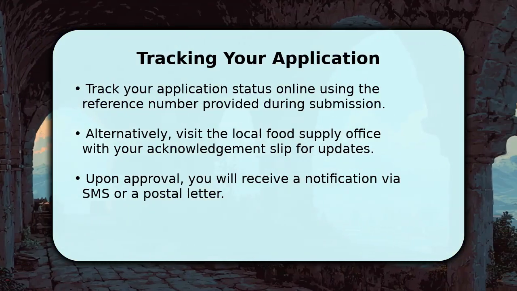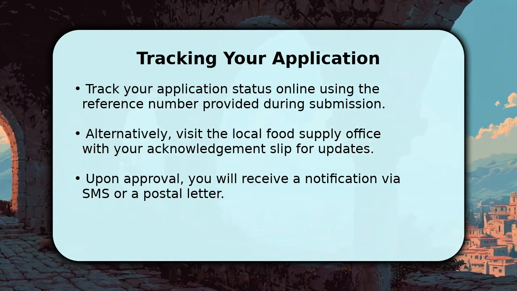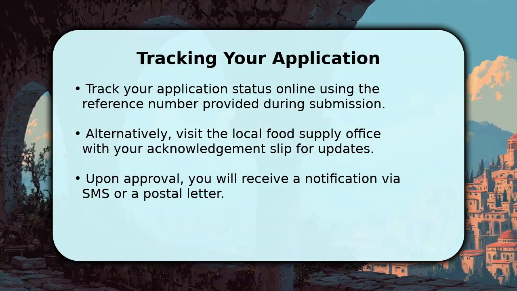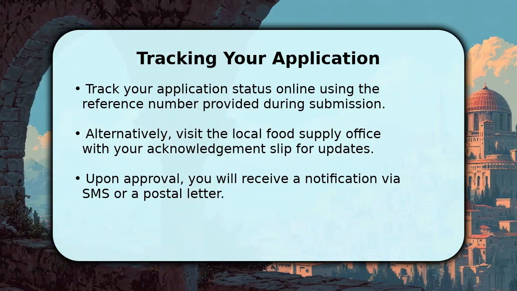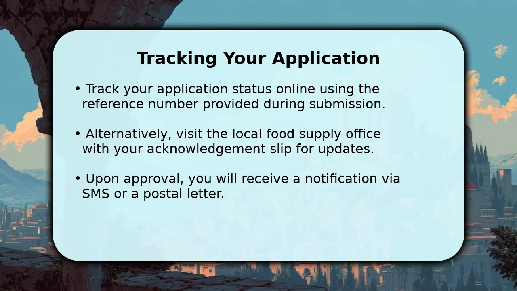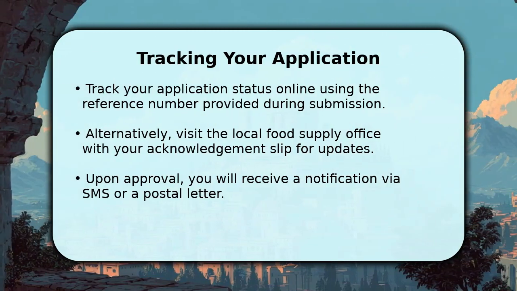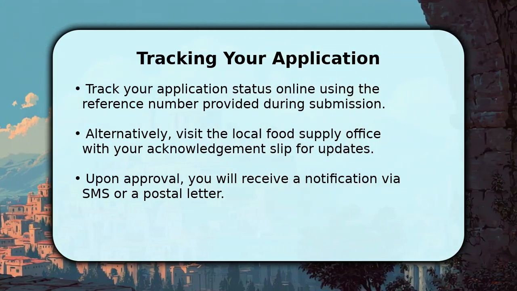After submission, it is important to track your application's progress. Many states offer an online portal where you can check the status using your unique reference number. You can also visit your local food supply office with the acknowledgement slip for an update. Once approved, you will typically receive a notification via text message or a postal letter. Then, you can collect your new ration card from the designated distribution center or food supply office.